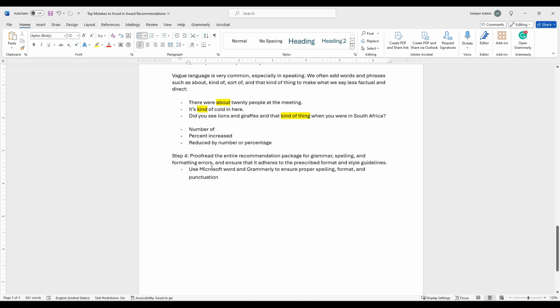So the last thing that we're going to talk about is proofreading the entire recommendation package for grammar, spelling, and formatting errors, and ensuring that it adheres to the prescribed format and style guidelines. So this is what I usually use for this: I use Microsoft Word and Grammarly to ensure the proper spelling, format, and punctuation of my award, which are just some key things that it will catch for you.